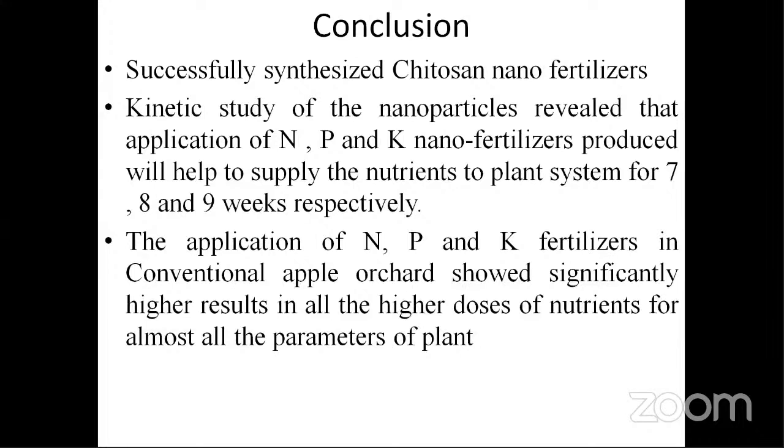The application of N, P, and K fertilizers in conventional apple orchards showed significantly higher results at all the doses of nutrient fertilizers for almost all the parameters. Therefore, this gives scope for higher treatments. That means we can have more than 300 ppm dosage in apple for nitrogen, more than 50 ppm for phosphorus, and more than 200 ppm for potassium.